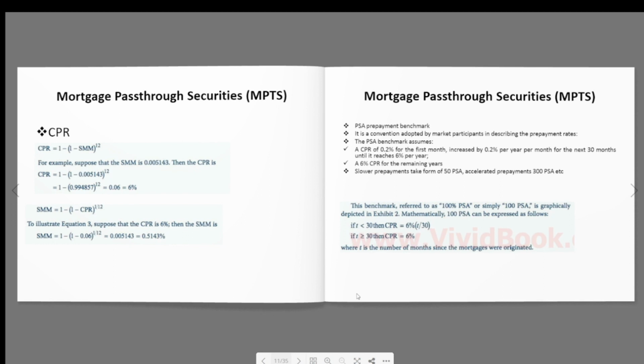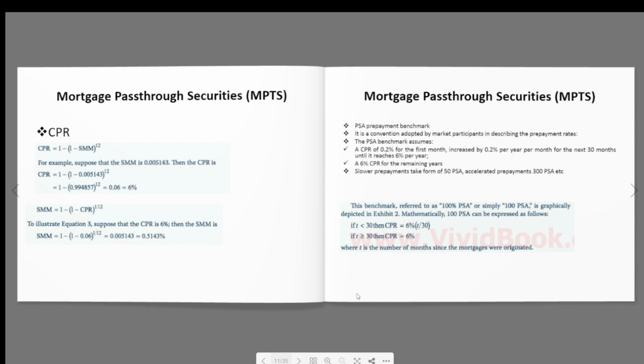The PSA benchmark assumes a CPR of 0.2% for the first month, increased by 0.2% per year per month for the next 30 months until it reaches 6% per year. A 6% CPR then holds for the remaining years. Slower prepayments take the form of 50 PSA, accelerated prepayments 300 PSA, etc.